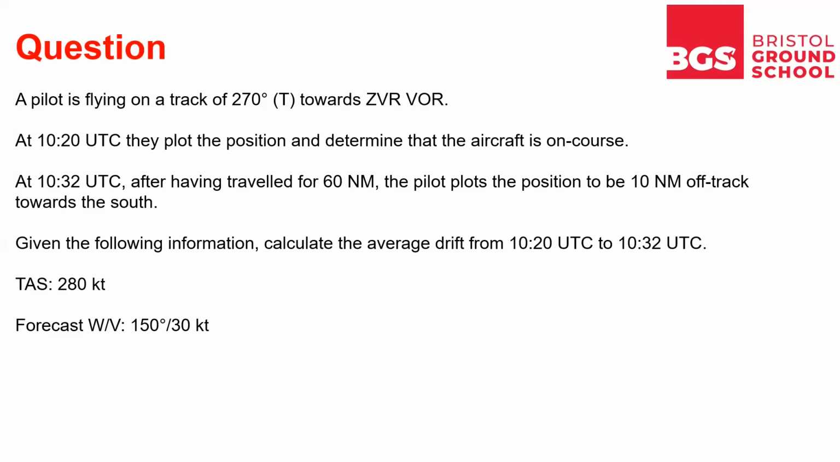At 10:32 UTC, after having travelled for 60 nautical miles, the pilot plots the position and it's 10 nautical miles off track towards the south. Given the following information, calculate the average drift from 10:20 to 10:32 UTC. The TAS is 280 knots and the forecast wind vector is 150 degrees at 30 knots. And the optional answers are 5 right, 10 left, 5 left, 10 right. But note that what we're doing here is asking for the drift, not the track error angle.